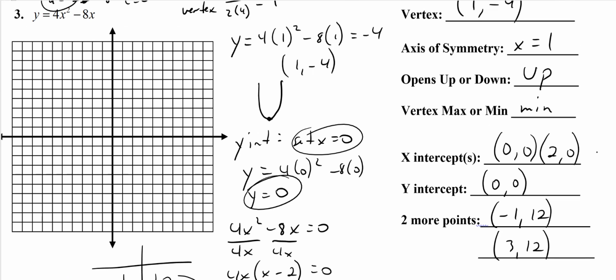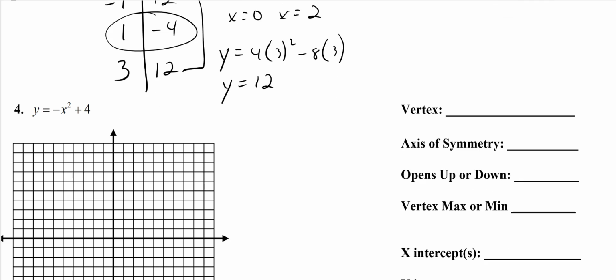So let's graph it. 1, negative 4. Okay, and then 0, 0 is my x-intercept. And 2, 0 is my x-intercept. And 2 more points. Let's see, negative 1, 12. So negative 1, that's kind of way up here. And 3 comma 12. So 1, 2, 3 comma 12. Okay, so this is definitely a skinny one here, but it looks like this, roughly. Okay, it's not bad.